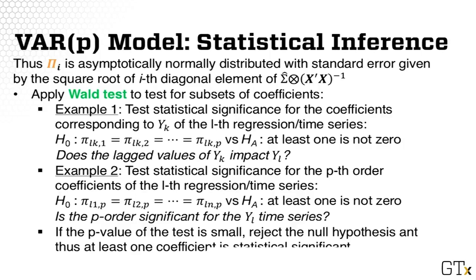A second setting is to test the statistical significance of all the coefficients corresponding to the p-th order of the time series. The null hypothesis is that all the coefficients corresponding to the p-th order are 0, versus the alternative that at least one is not 0. This test can be used in deciding whether to reduce the VAR model to a lower order VAR model. Generally, for such tests, if the p-value of the test is small, we reject the null hypothesis, and thus at least one coefficient is statistically significant.